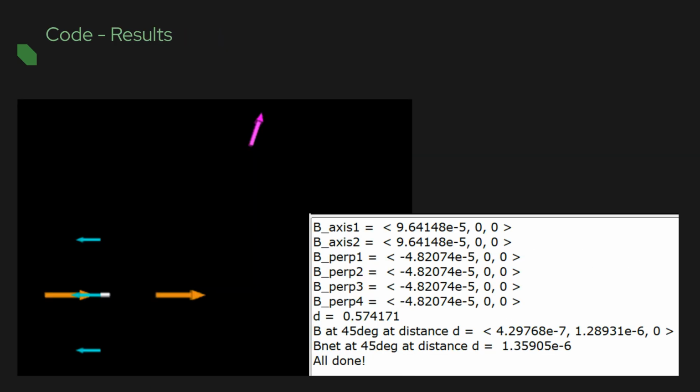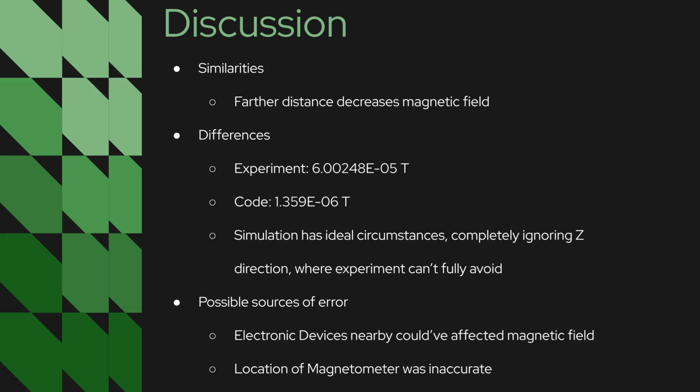For our code results, we can see the magnetic fields at the different locations where the orange ones on axis are in the direction of the ball magnet, and the blues are perpendicular and are in the opposite direction and half the size. Whereas the purple one at a 45-degree angle is also at an angle, and we can see the B net at that location.